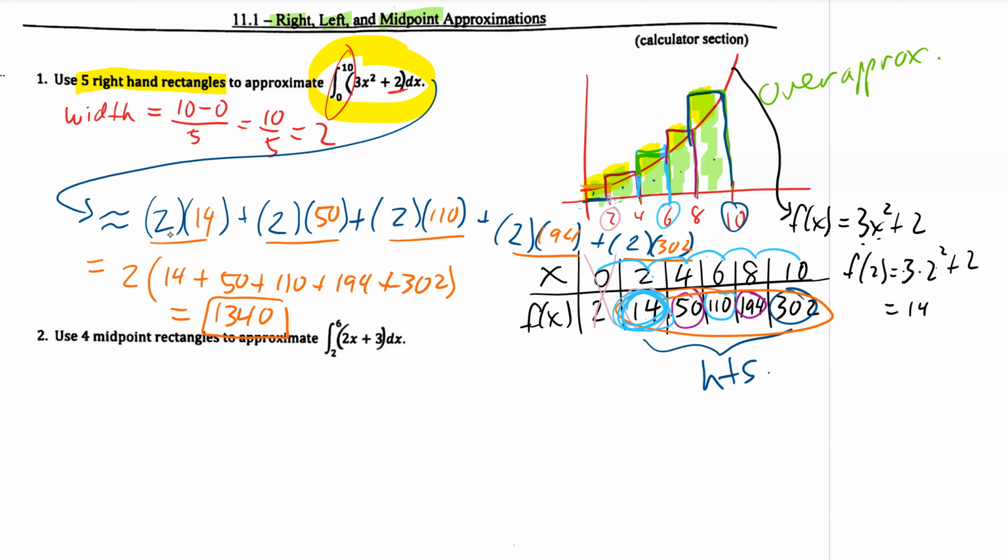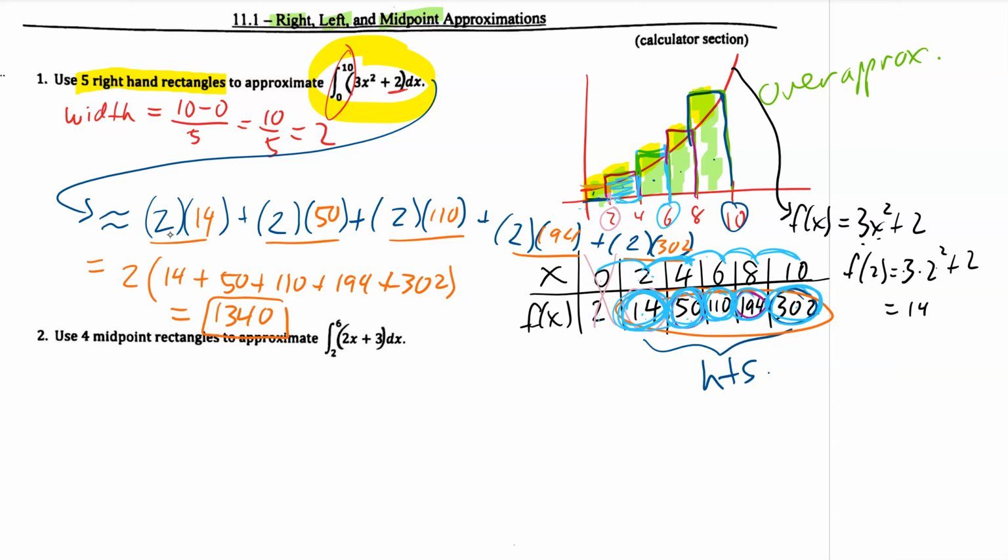Then we do it again from 2 to 4. That's this rectangle right here. We're going to choose the 4, which gets us a y value that's on the right. From 4 to 6, choose the 110 that's on the right. 6 to 8, choose the 194 on the right. 8 to 10, choose the 302 on the right. Notice what I've circled here like a madman. 1, 2, 3, 4, 5 rectangle heights, and we're not using the 2. Because again, that height of 2 came from a base x value of 0, which we are not using.